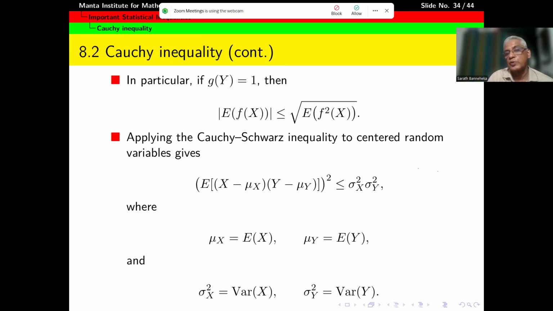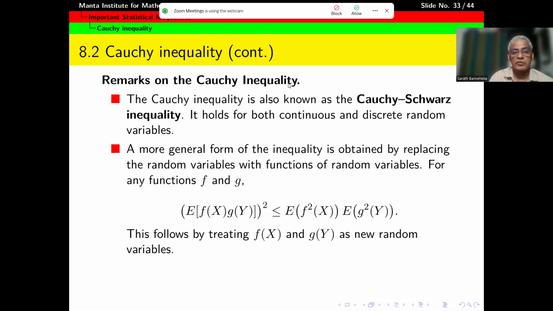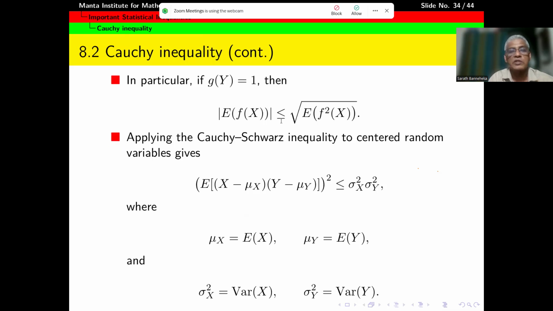In particular, for example, if you take g of y to be equal to 1, you will have this expression: the expected value of f x, squared, is less than or equal to the expected value of f squared x. This part will be 1 in that case, right? But when you take the square root, this side you have to consider the absolute value because you are considering only the positive square root, less than or equal to the square root of the expected value of f squared x. Right, so that is another special case when g of y is equal to 1.